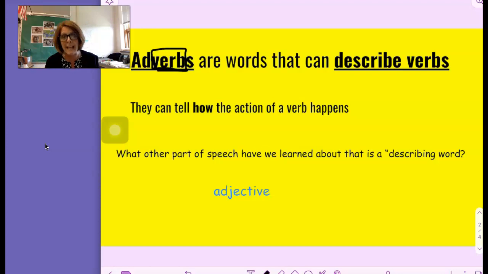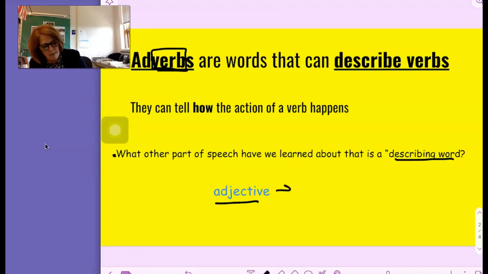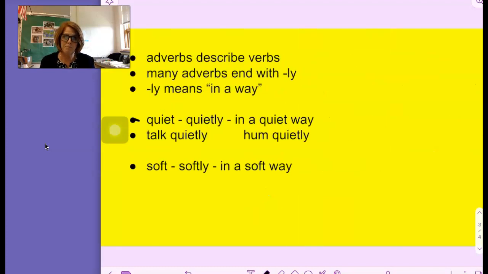He spoke loudly. Another part of speech that we've talked about this year is adjective. And an adjective is also a describing word. And adjectives describe nouns. So now we know the word for describing nouns, and adverbs describe verbs. So we've already talked about these. Adverbs describe verbs. Many adverbs end with ly.